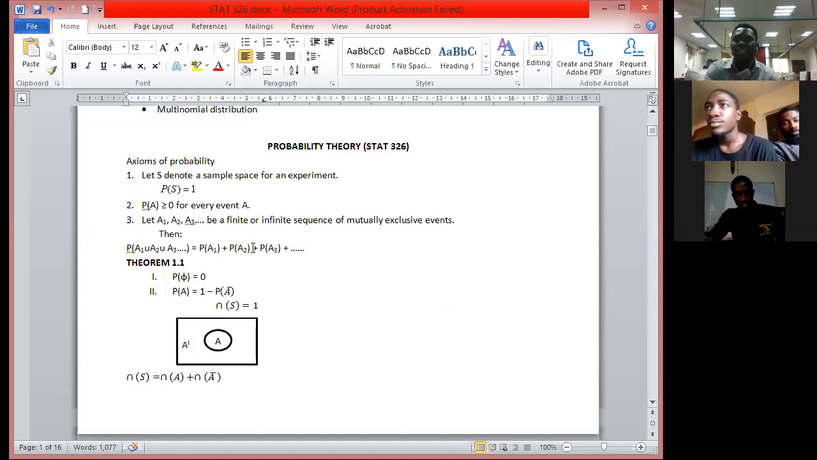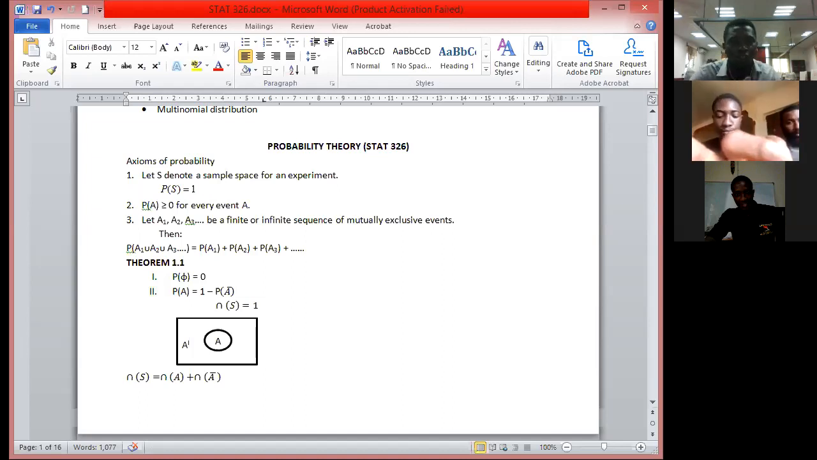So therefore, in general, the probability of all events is equal to 1. And the probability of an event must always be greater than or equal to 0. It is equal to 0 if that event is not certain to happen, but it is less than 1. If it is 1, then that event is certain to happen.